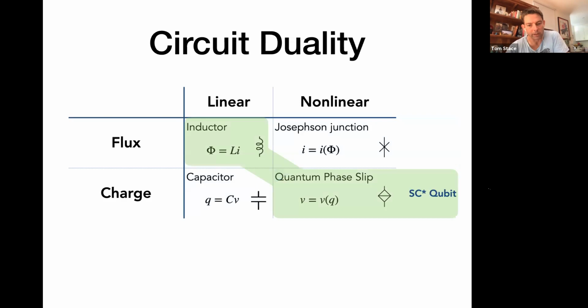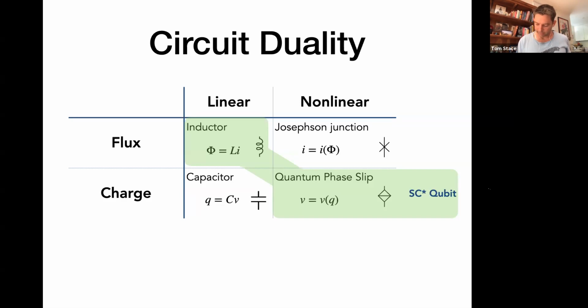There's another thing that one can do, which is basically invoke the duality between flux and charge and put together an inductor with this dual nonlinear capacitor, the quantum phase slip element. And what you end up with is a thing that's precisely dual to what I had just called the superconducting qubits, but I'm going to call it superconducting dual, superconducting star qubits. And people have built versions of those.